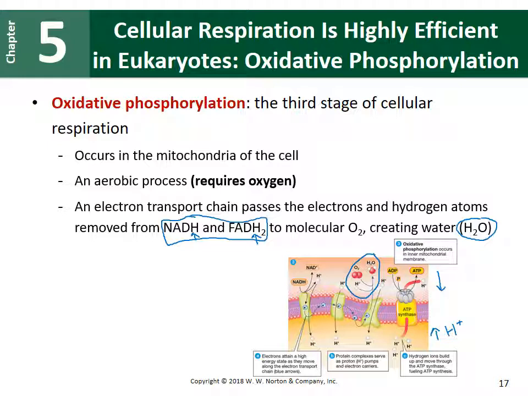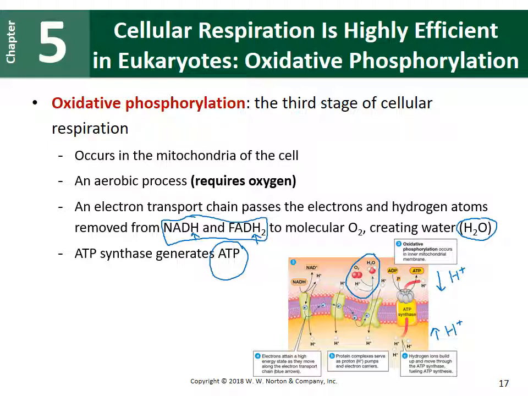So as those electrons are being transported down the electron transport chain, there's something occurring within the cell. A hydrogen gradient is established. On one side of this membrane, we have a very high concentration of hydrogen ions, and on the other side, there's a low concentration of hydrogen ions. So these hydrogen ions want to spread back out. They want to go from high to low concentration.